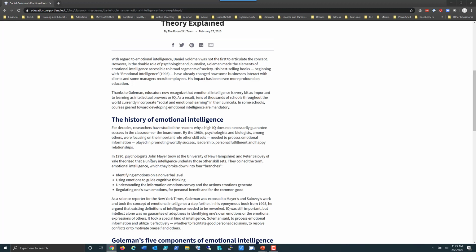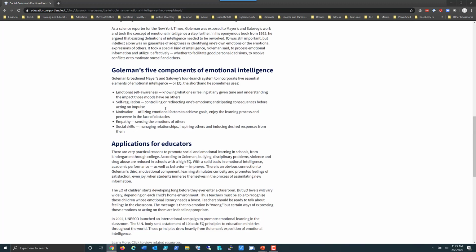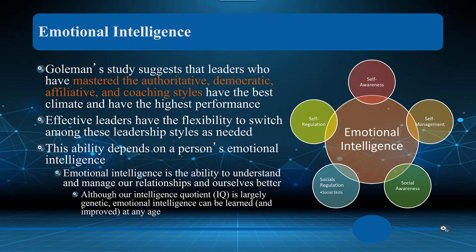They theorized that a unitary intelligence underlay those other skill sets, so the idea that emotional intelligence underlies all the other skills of a great leader. Definitely look this over. It'll give you some great history. It'll talk about the 5 components, and we're going to talk about those. Some of these components have been renamed to create marketing and make different theories based on this, but we're going to look at these 5 basics.